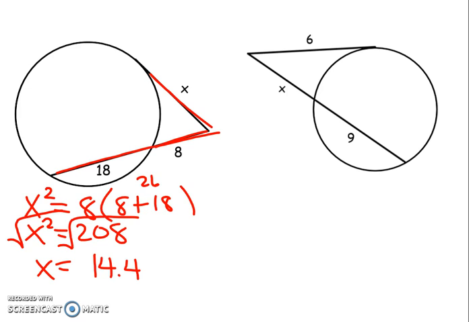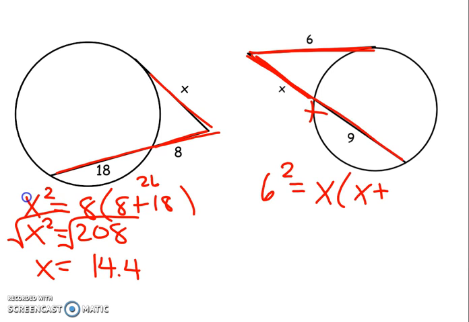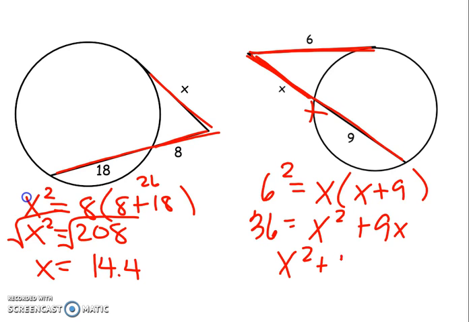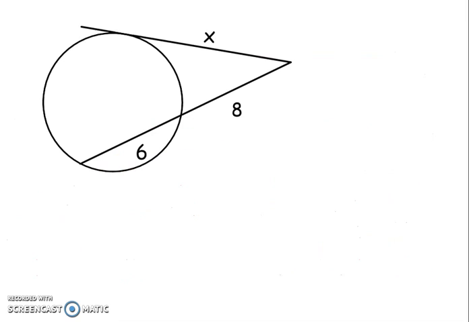Alright, on the one on the right, our tangent is 6. So 6 squared equals the outside part, the x, times the whole thing, so I have to add the x and the 9 together. 36 equals x squared plus 9x. This one you would have to factor to solve. So x squared plus 9x minus 36 equals 0. We're going to leave that one there.